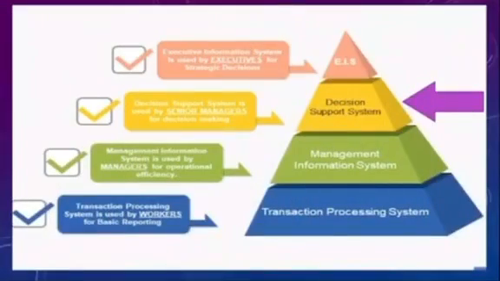We have four types of information systems. The first of them is the EIS. Executive Information System is used by executives for strategic decisions. Then we have the Decision Support System. Decision Support System is used by senior managers for decision making. Then we have the Management Information System. Management Information System is used by managers for operational efficiency. Then the last one that we have is the Transaction Processing System. The Transaction Processing System is used by workers for basic reporting.